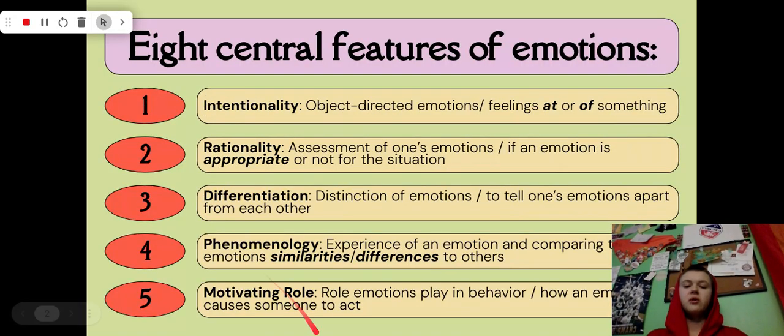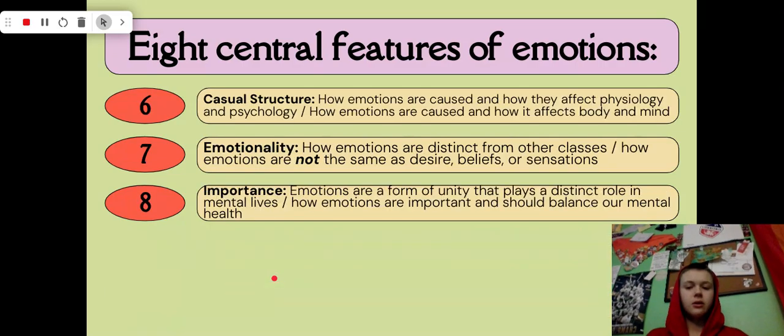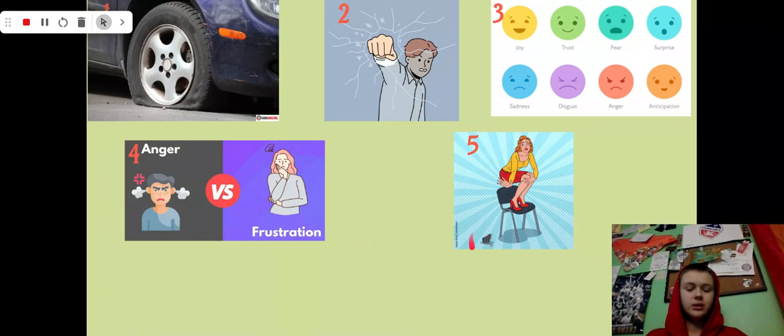And then there's motivating role. It is how emotions cause somebody to act. So, for instance, this mouse here causes this lady to be scared. And this lady, because she is afraid of this mouse and feels the fear, she therefore jumps on this chair and starts to scream because she's afraid.